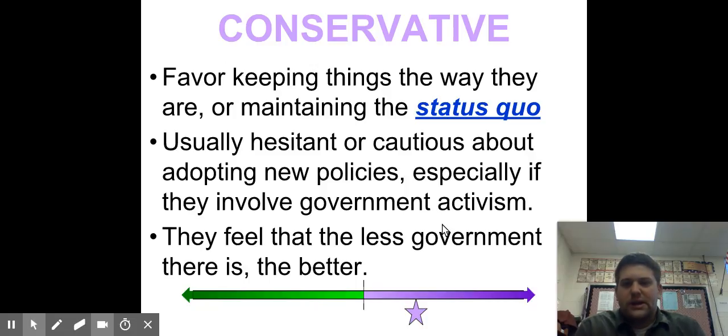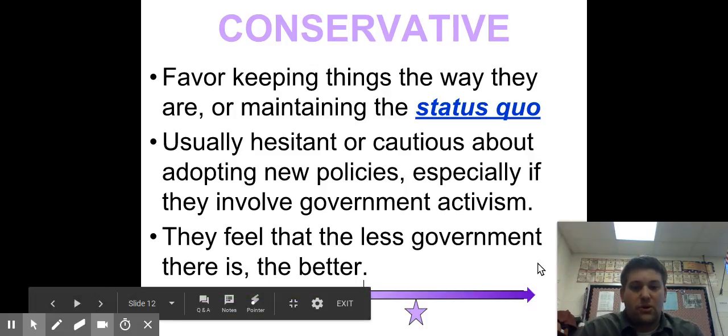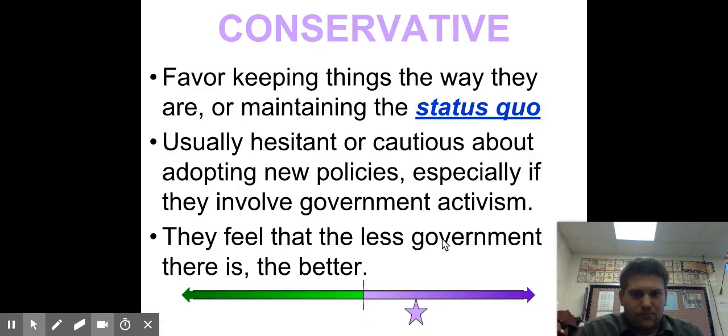Then we have our conservatives. Conservatives are between the far right and the moderates, and they favor keeping things the way they are, or as we said earlier, maintaining the status quo. They're usually a lot more hesitant about accepting new policies that are going to completely change the way government works or the way government views society. And they feel that government should be smaller, that the less government there is, the better. The less government interferes with our lives and our businesses and our money-making decisions, the better society will be.